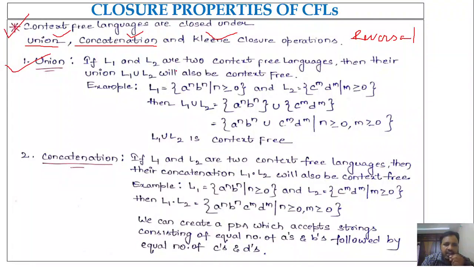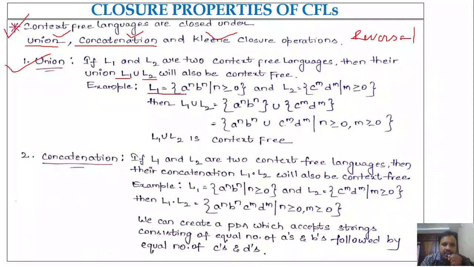So if L1 and L2 are two context-free languages, then their union will also be a context-free language, right? If L1 is a context-free language and L2 is a context-free language, and you perform the union between them, the resultant language will also be a context-free language. Because of this reason, we are saying that context-free languages are closed under the union operation.